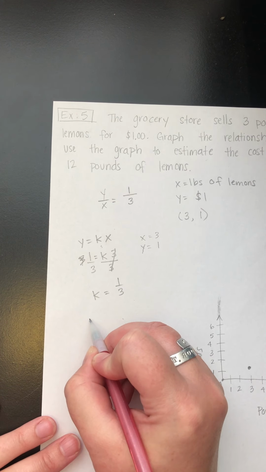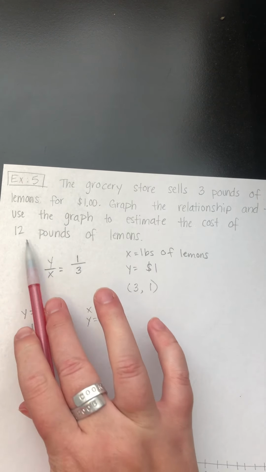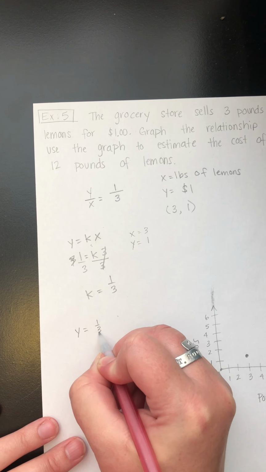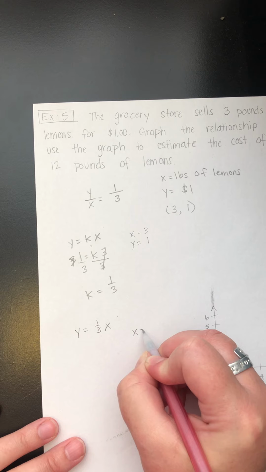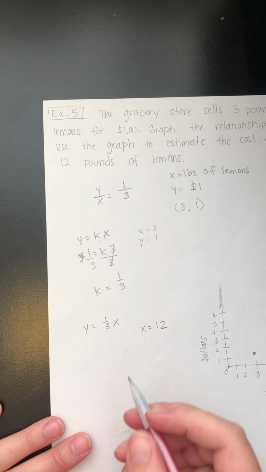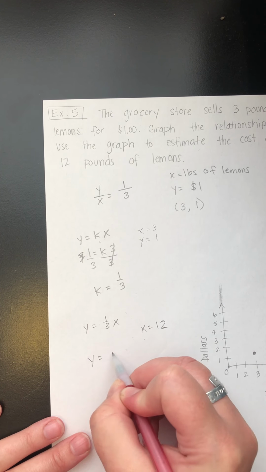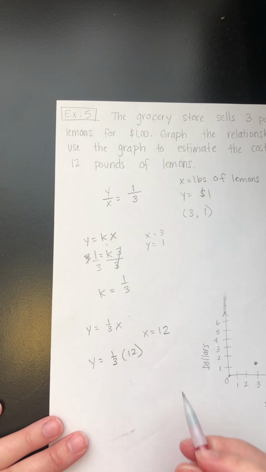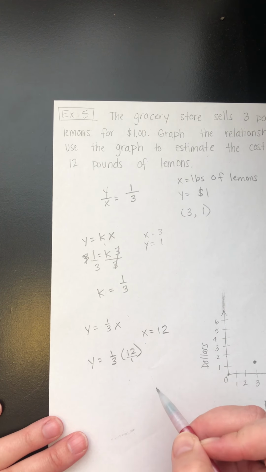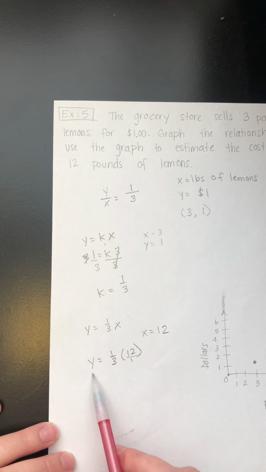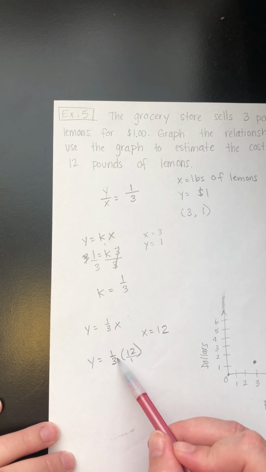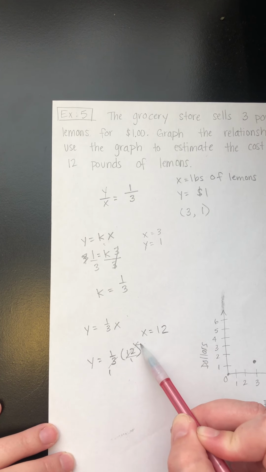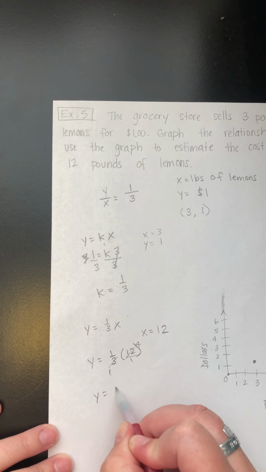So they told us, what if we have 12 pounds of lemons? So this is our equation, y equals 1/3 x. What if x equals 12? So plug that in, y equals 1/3 times 12. Another way to write this is 12 over 1, so you don't get confused. Now we need to solve for y. Just cross cancel. 3 goes into itself 1 time and it goes into 12 4 times, so y equals 4.